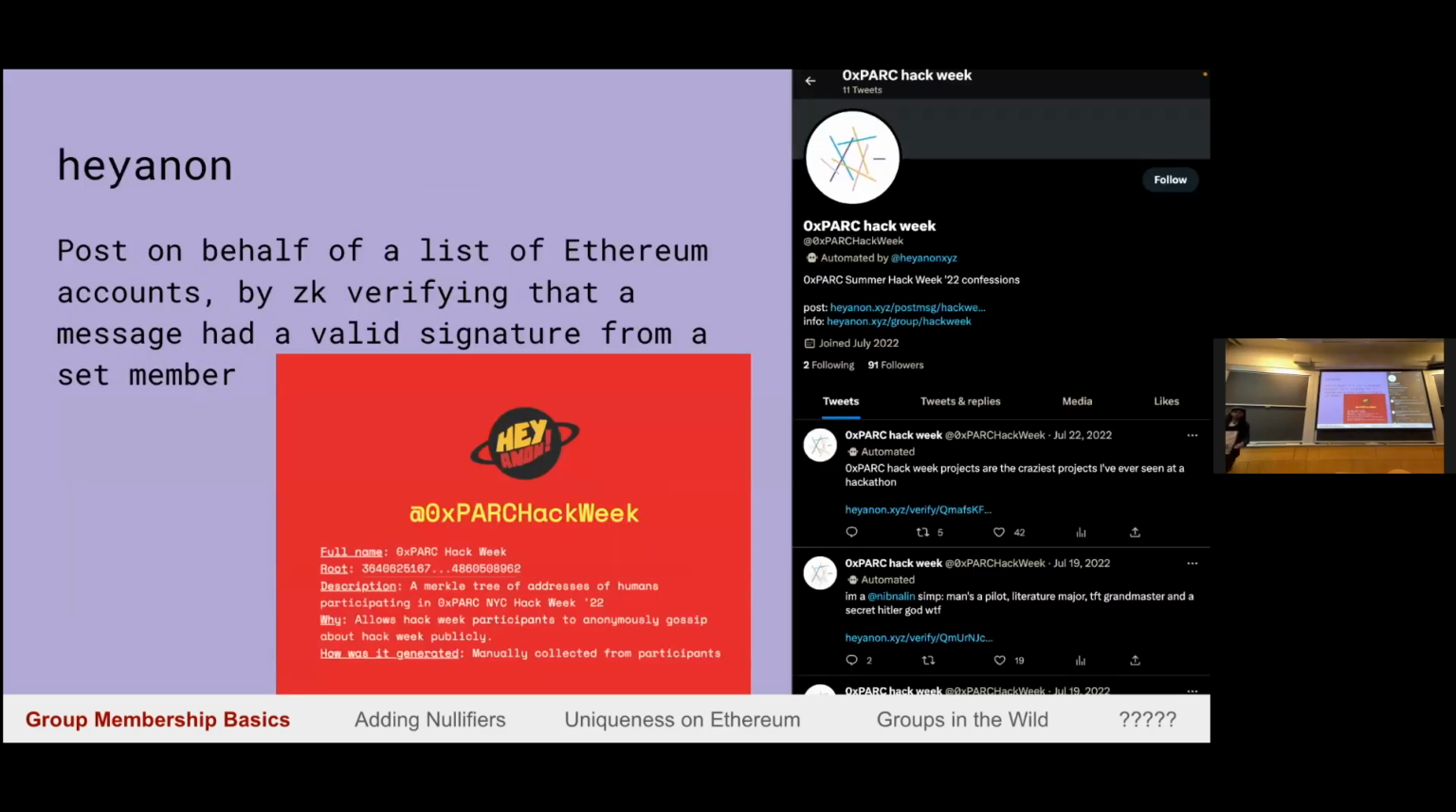Cool. So that's a super simple construction. Were there any questions on that construction? Because it's critical we understand that before we move on to more complex things.